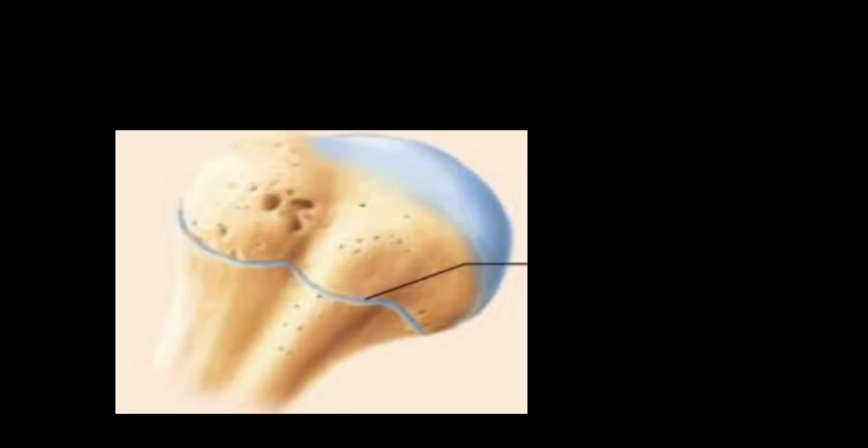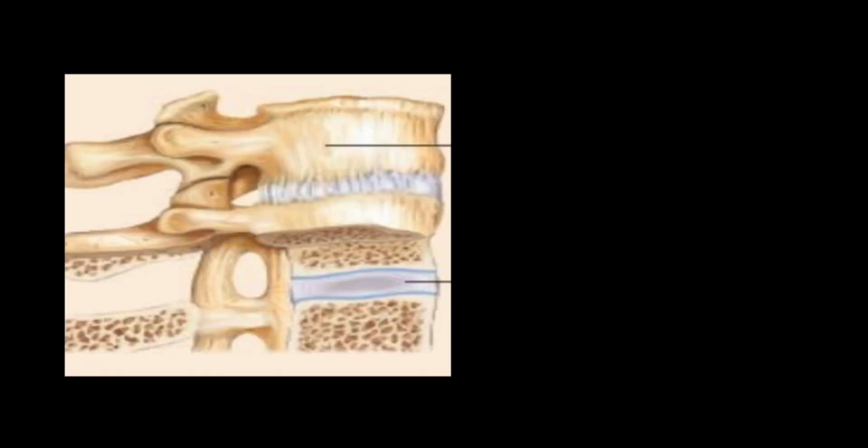All right, so in this picture we can see the thin layer of the epiphyseal plate, so the joint between the epiphysis and the diaphysis, the shaft of the bone, would be a synchondrosis. Here in this picture we can see the intervertebral discs connecting the two articulating bones.